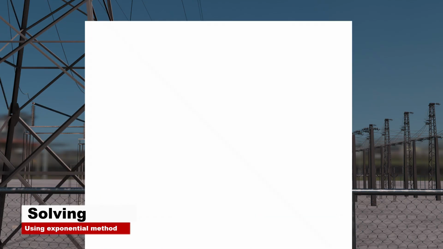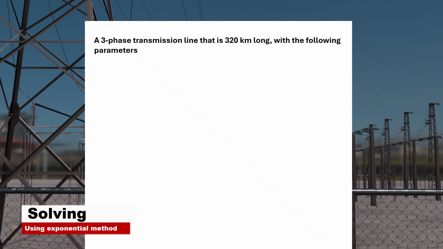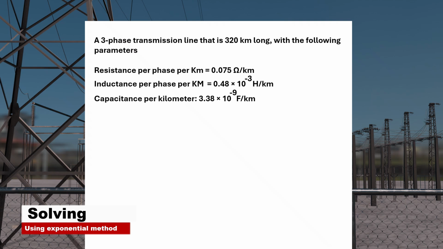Recalling the earlier equation, consider a three-phase transmission line that is 320 kilometers long with the following parameters. Resistance per phase per kilometer, 0.075 ohms per kilometer. Inductance per phase per kilometer, 0.48 times 10 raised to power minus 3 Henry per kilometer. Capacitance per kilometer, 3.38 times 10 raised to power minus 9 farad per kilometer.